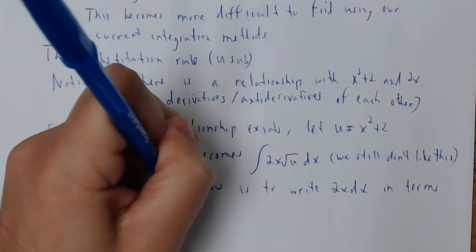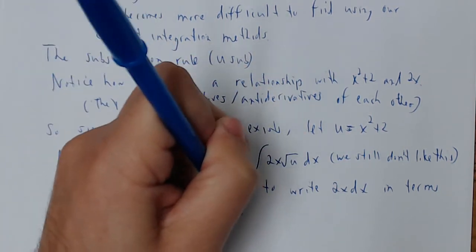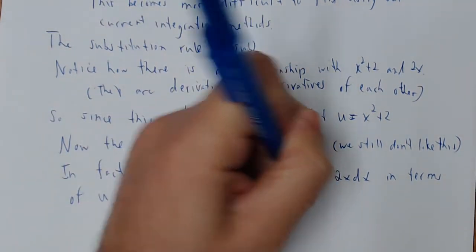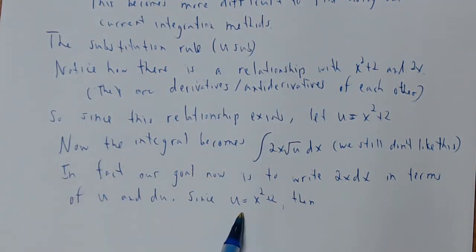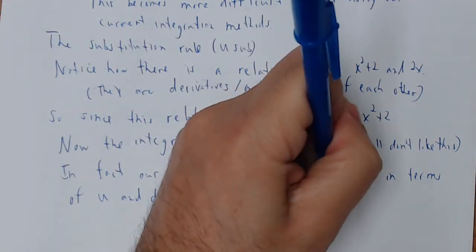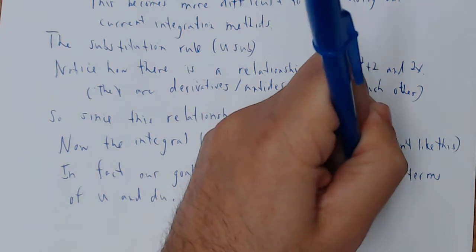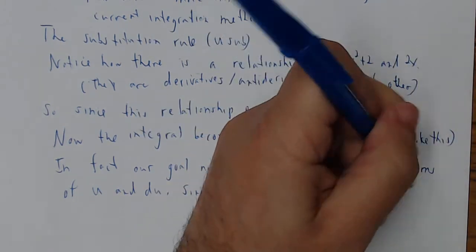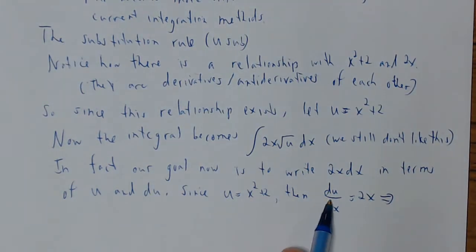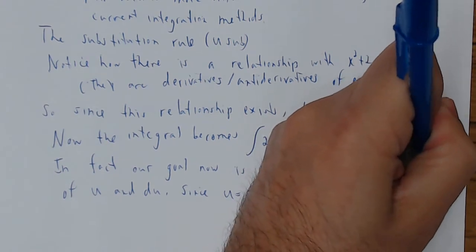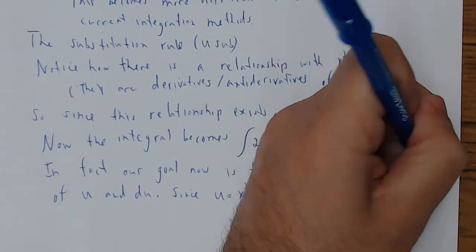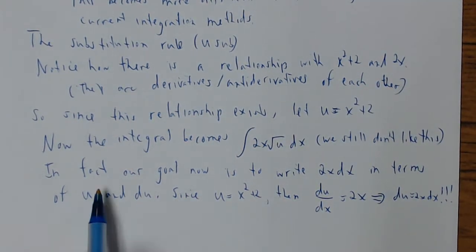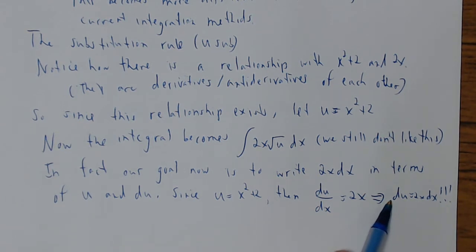We can now say, look, since u equals x squared plus 2, then using first semester ideas, the derivative of u with respect to x, which in Leibniz notation looks like this, du/dx, equals 2x. Now look at what I'm getting. du/dx equals 2x, which, what does this imply? If I multiply both sides by dx, this means du equals 2x dx. And I'm going to put just a bunch of exclamation points after that, because look at how nice this is. Our 2x dx that we want to write in terms of u and du actually just ends up being du.